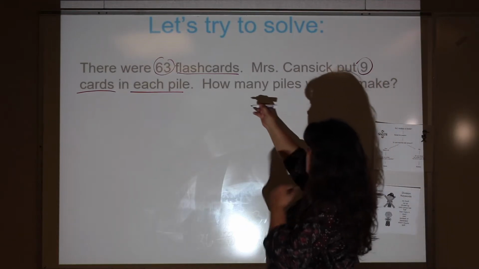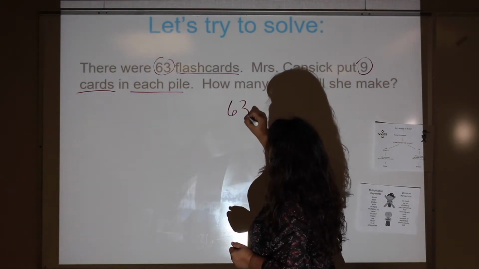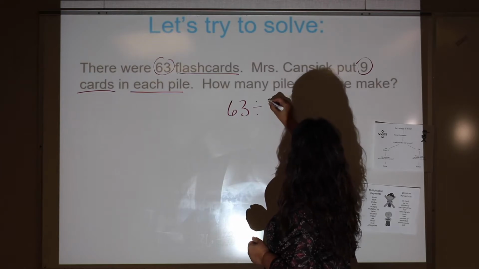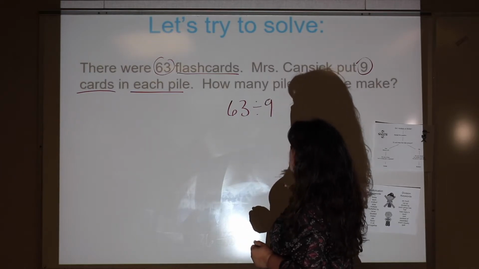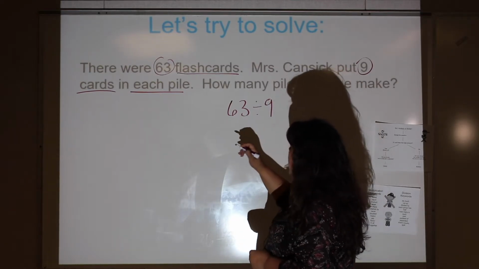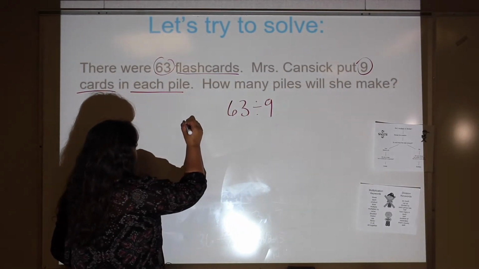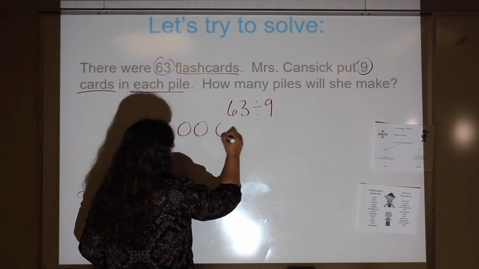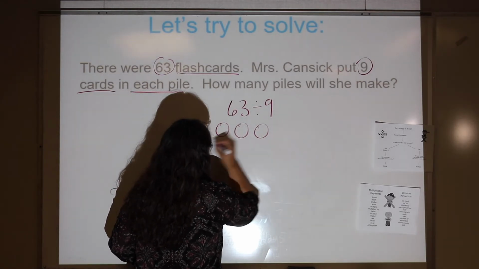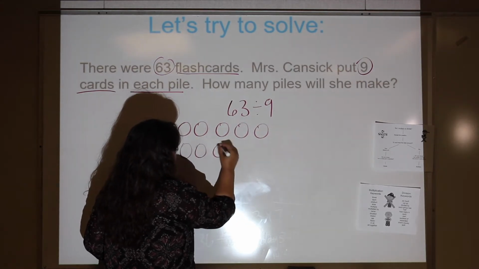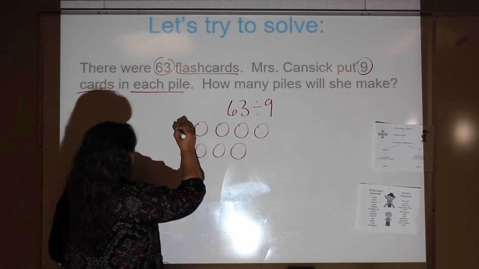So I'm dividing 63 flashcards divided by 9 piles, or 9 cards. How many piles will I have? Oh boy, these are always big numbers. You can go 1, 2, 3, 4, 5, 6, 7, 8, 9. And then we're going to divide that 63 up.